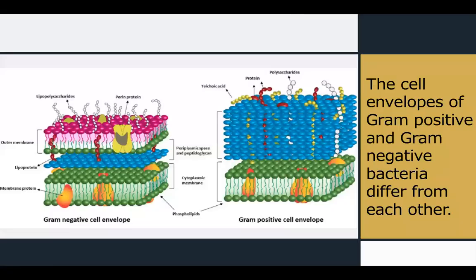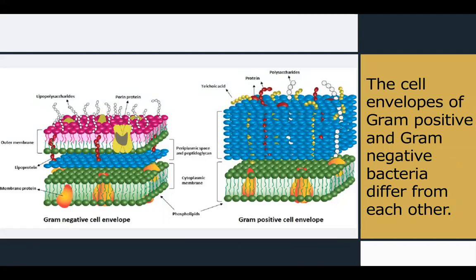The first thing that we need to know is that the cell envelopes of gram-positive and gram-negative bacteria are different from one another. So I'm going to give you some examples. On the left here, we have a gram-negative cell envelope. So these cells are characterized by a thin cell wall that you can see in the middle in that blue. And above that, on the outer layer, there is the lipopolysaccharides layer. And this is a large, thick, protective layer around the bacteria.